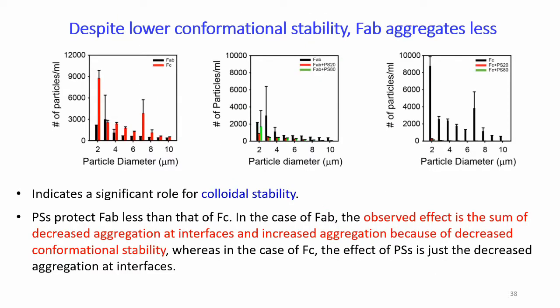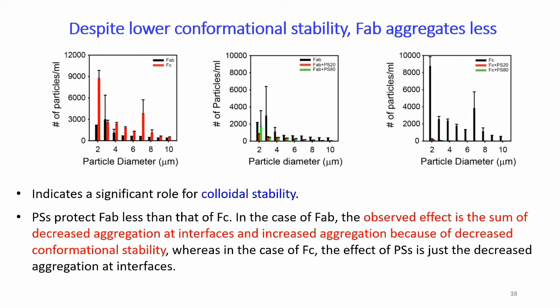So Fab is less stable, but it aggregates less, because the common assumption is that the domain which is less stable should aggregate faster. But we see lesser aggregation for Fab, and this is again the microflow imaging. So you can see that the Fab, although it is less stable, aggregates less. And it is because of the colloidal stability.